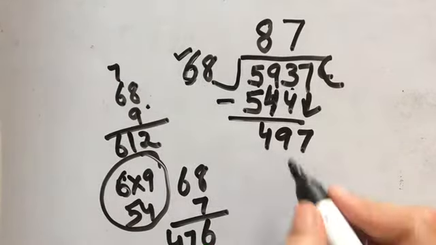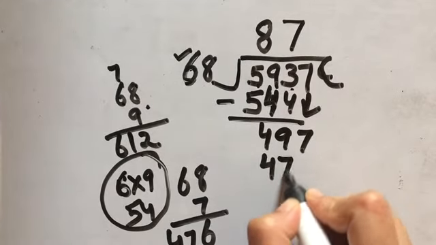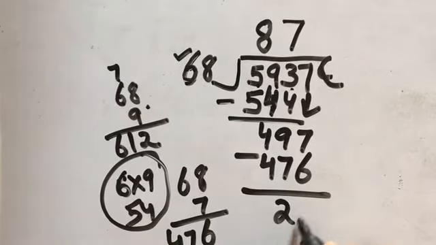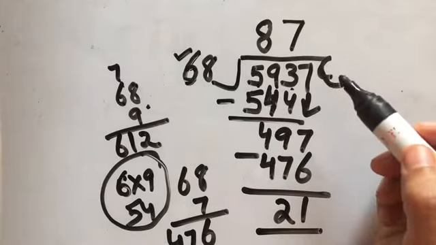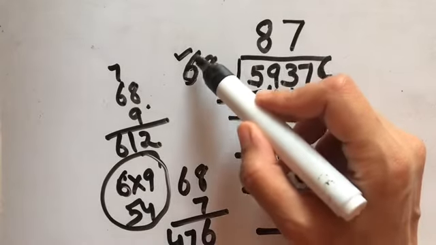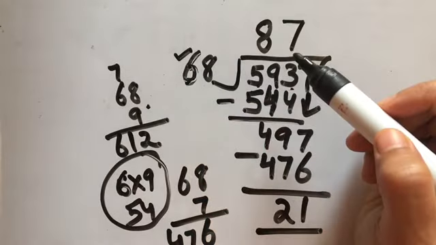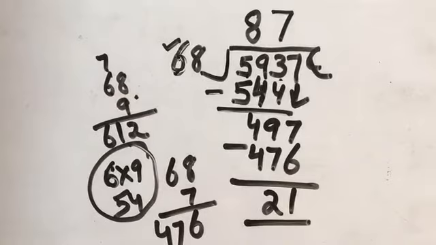476. So it is less than 497. Now subtract them, what we will get is 21. So this is the basic 2-digit division that you can do. Simply check the table of the highest place value digit of the divisor in order to do it quickly. Thank you.